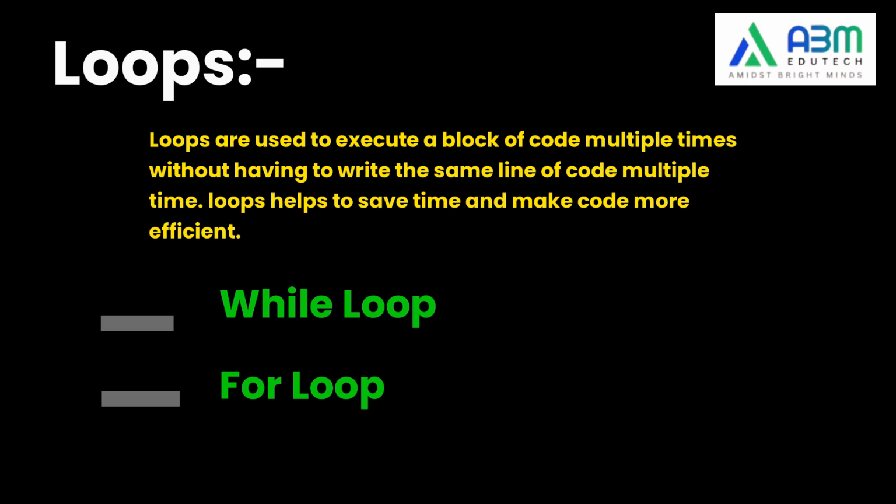Introduction to loops. Loops are used to execute a block of code multiple times without having to write the same line of code multiple times. Loops help to save time and make code more efficient. Python mainly has two types of loops. First is the while loop, second is the for loop. Let's start with the while loop.